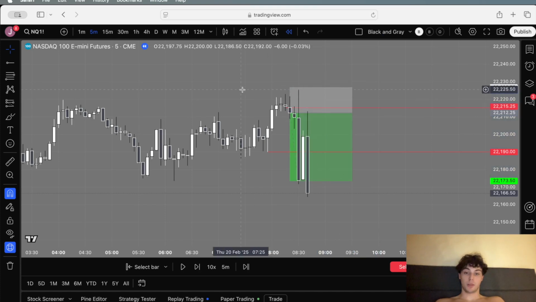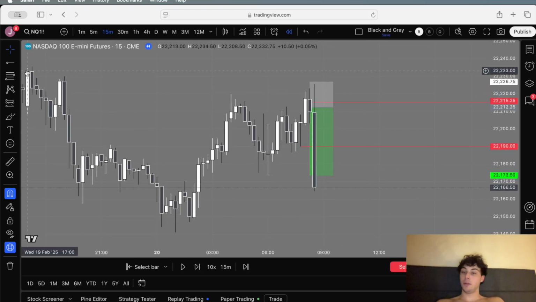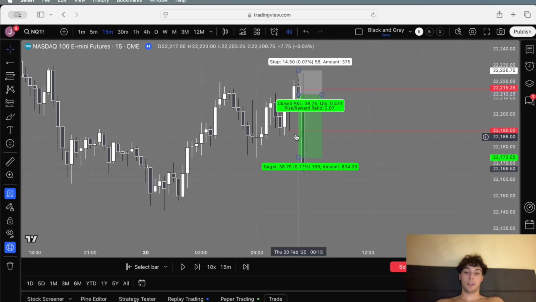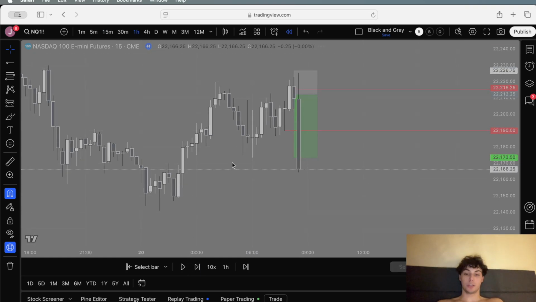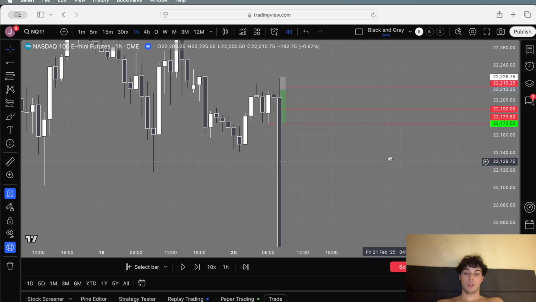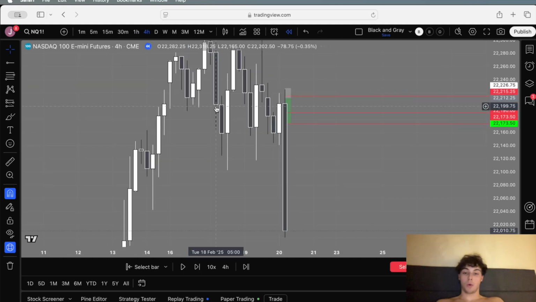Move my stop loss because we definitely had it higher. We get a 5 minute break of structure right here. Cool. What's next? 15 minute break of structure. The 15 minute is breaking at the exact same time as where the 5 minute was breaking structure. What's next? An hourly break of structure, right here. What do we get next? A 4 hour break of structure, right here.